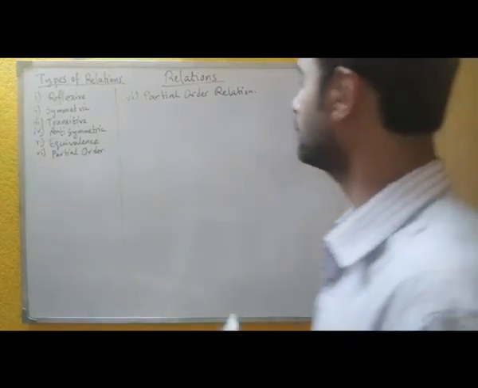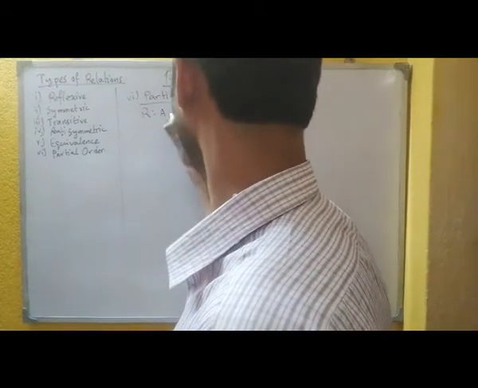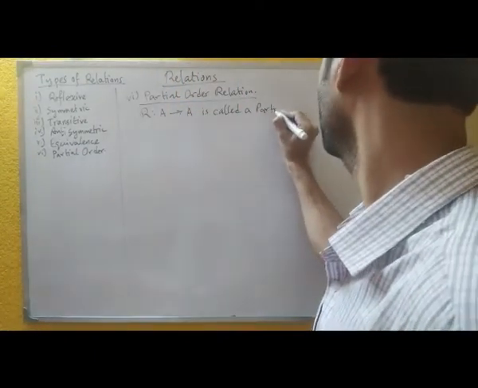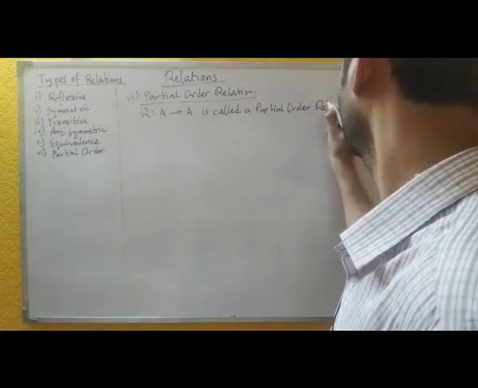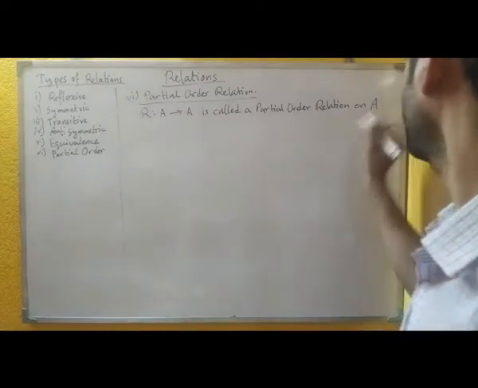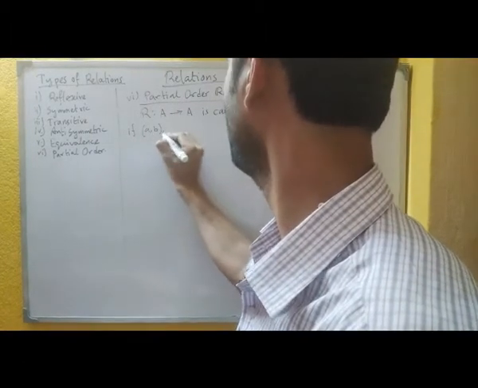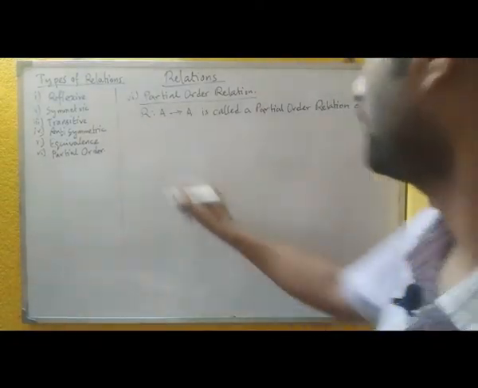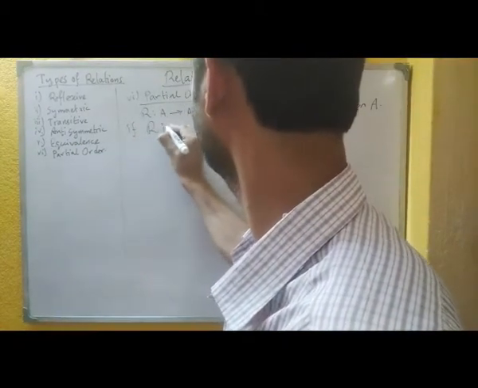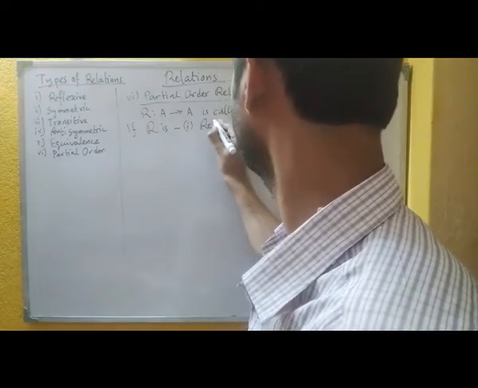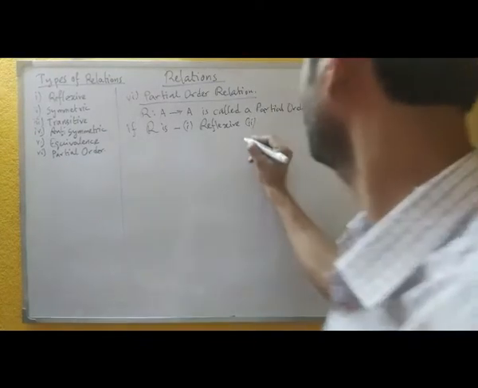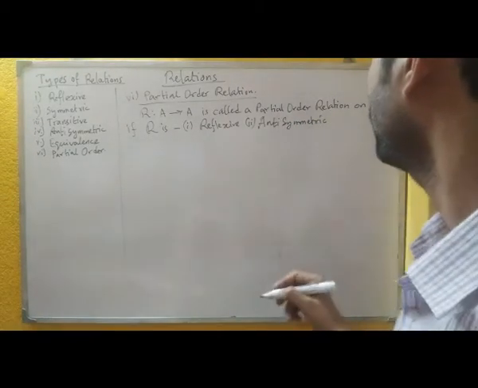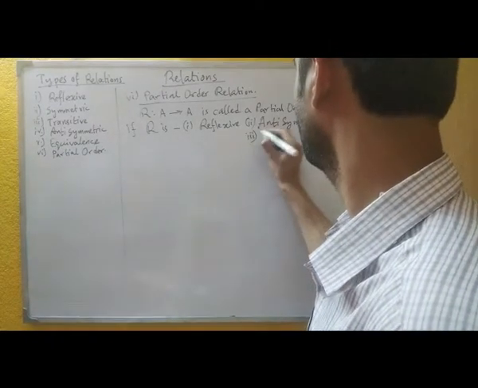This is also a combination of three types of relation. We say that a relation R on a set A is called a partial order relation on A if we see that R is number 1 reflexive, number 2 it's anti-symmetric instead of being symmetric, like the case of equivalence relation, and number 3 it is transitive.